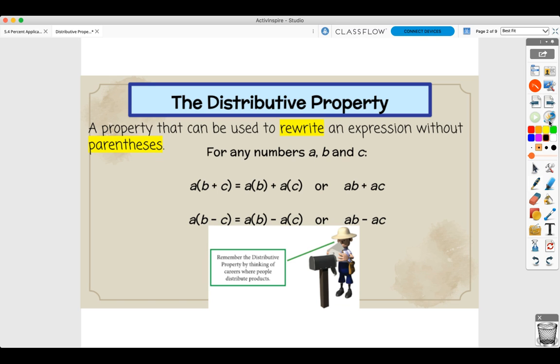So this is the distributive property. It's a property that can be used to rewrite an expression without parentheses. For any numbers a, b, and c, this is what a distributive property question typically looks like, right here and right here. All this rule is saying is that when you have a number on the outside of the parentheses and an addition or subtraction of terms inside, you're multiplying that number on the outside to each of the terms individually. Okay, let's do some example problems, and that might help with understanding all of this crazy variable stuff that's going on here.